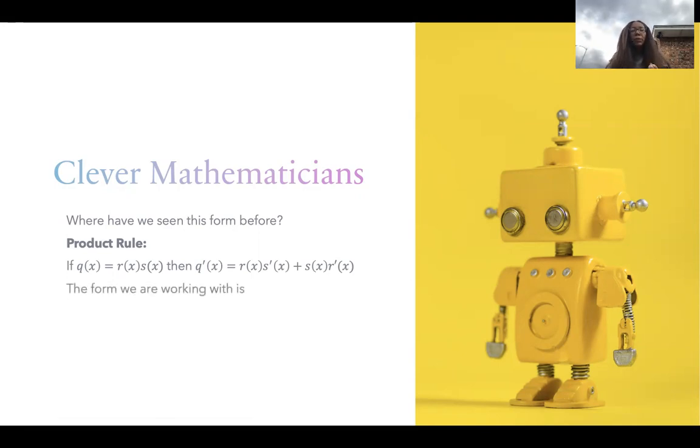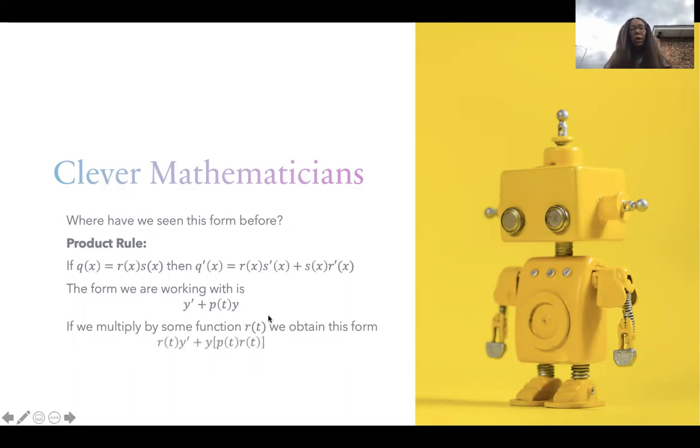And if we look at the form that we're actually working with, we have y prime and y, right? So we have our function plus something times the derivative of our function, which looks a lot like the product rule, right? So how can we make this work so that this actually takes on the form of the product rule? Well, if we multiply by some function, we don't know what that is yet, but if we multiply by some function r of t to this whole expression here, we have r of t y prime, which looks a lot like r of x s prime, right?